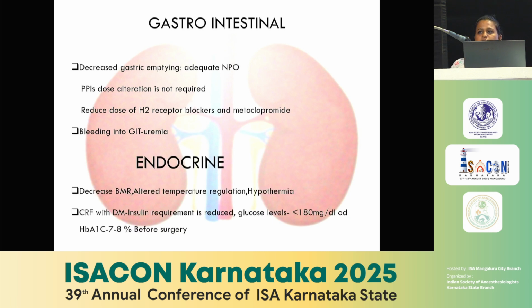Among endocrine, these patients are more prone for hypothermia, so consider using forced air warmers. CRF with diabetes patients, there is decreased clearance of insulin, so more chance of developing hypoglycemia, so insulin requirement has to be reduced. And glucose levels of less than 180 milligram per deciliter or HbA1c of 7 to 8% is adequate before the surgery.